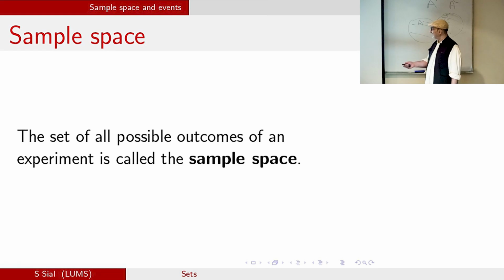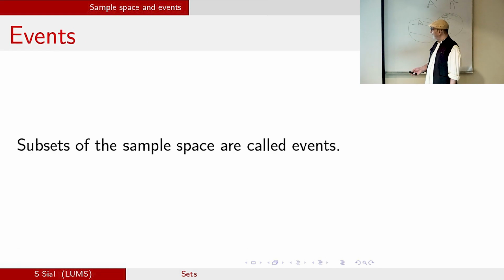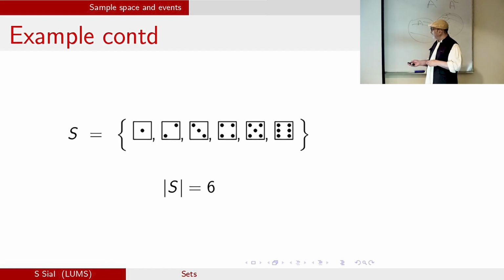As I said, the set of all possible outcomes of the experiment is called the sample space. Subsets of the sample space are called events. So all the time in this course, we will be dealing with the sample space, and we will be dealing with the subsets of the sample space, which are called events.